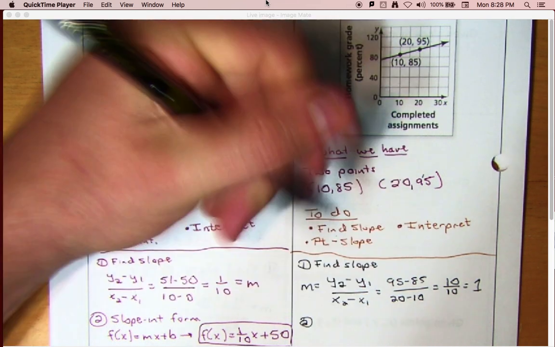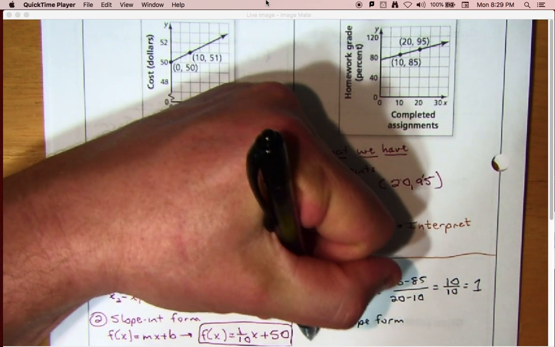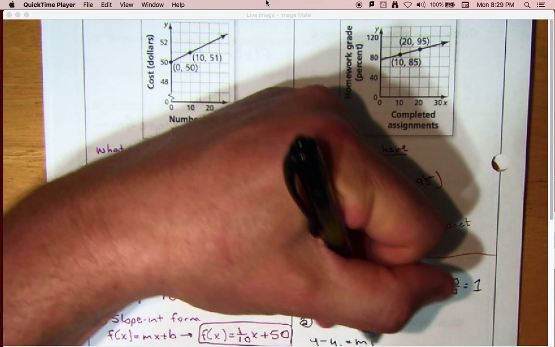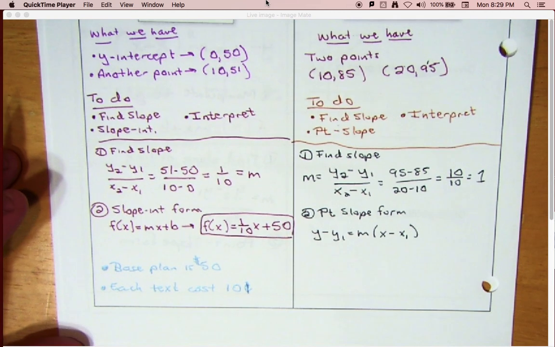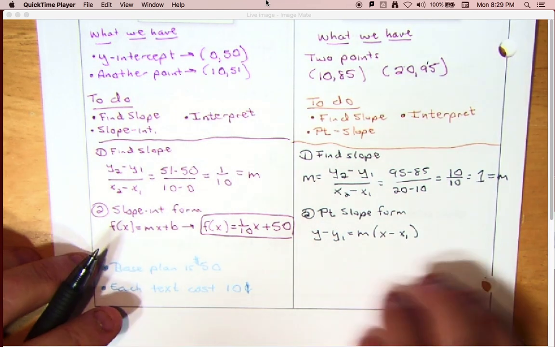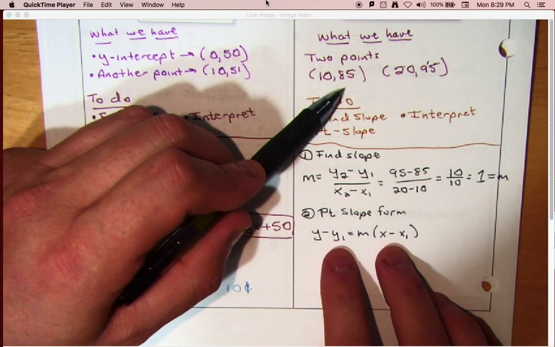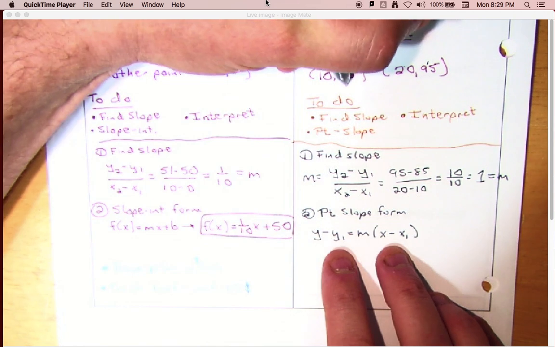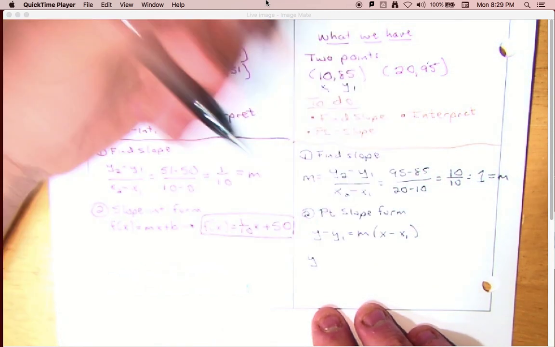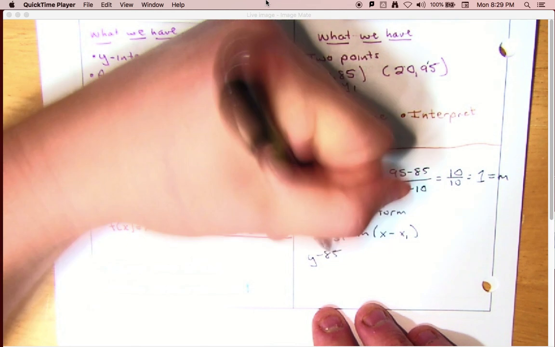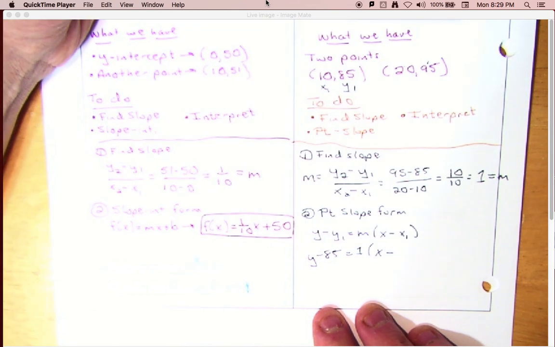Second thing we want to do is point slope form, which is y minus y sub 1 equals m times x minus x sub 1. And we know the m we're going to use is right here, which is 1. As far as the y sub 1 and the x sub 1, it doesn't matter. Pick either of these points. I'm going to choose this one right here, and I'm going to call this x1, y1. So I'll plug those numbers in. It's going to be y minus y1, which is 85, equals my slope, which is 1, times x minus x sub 1, which is 10.